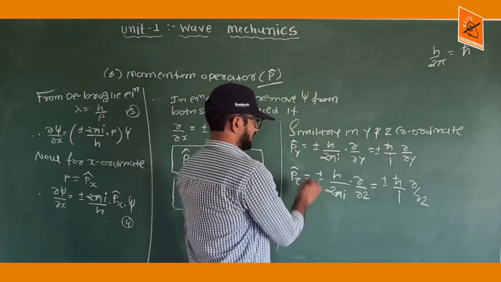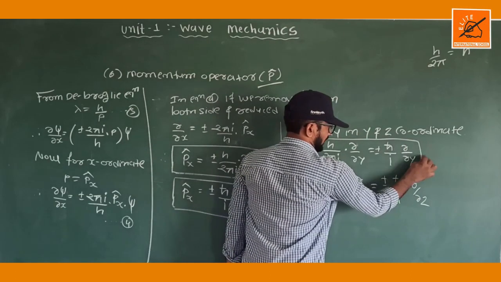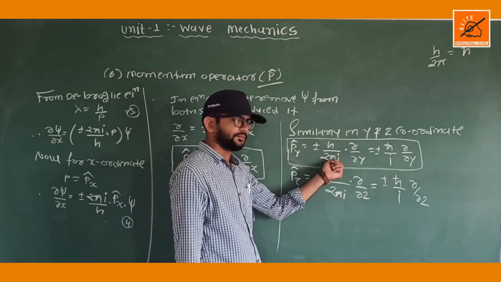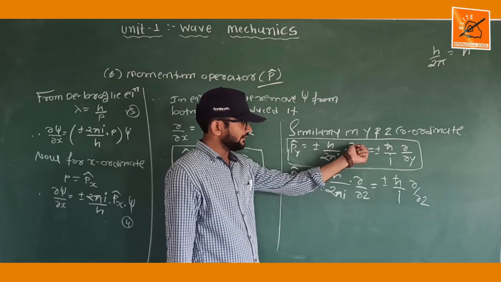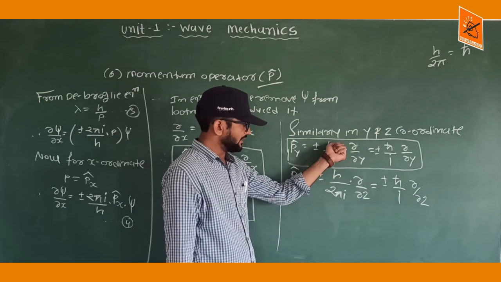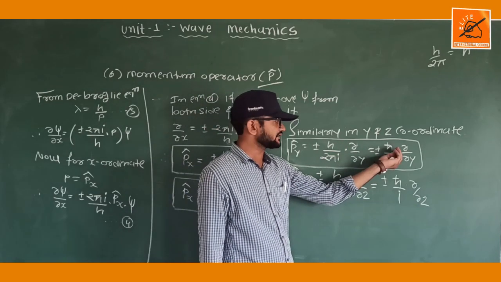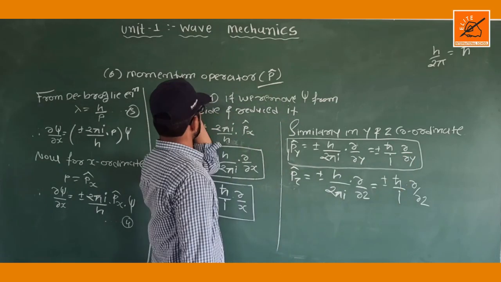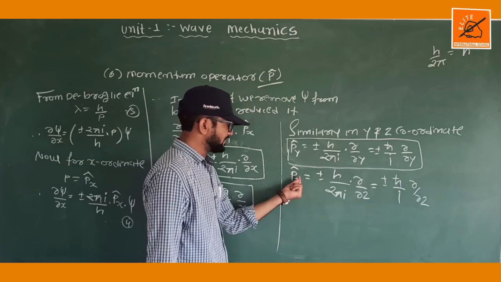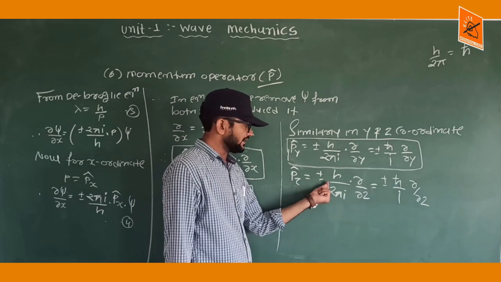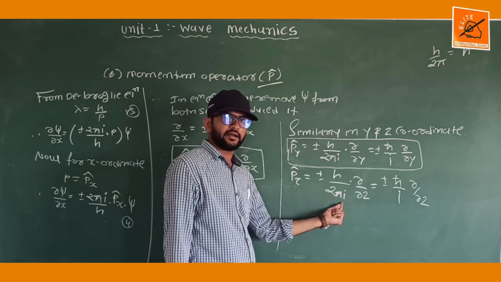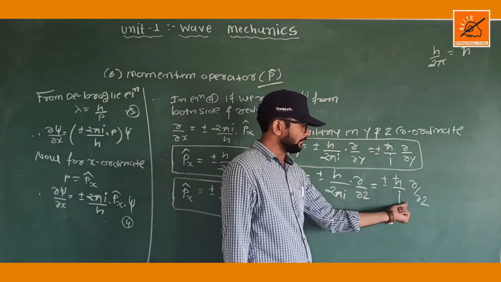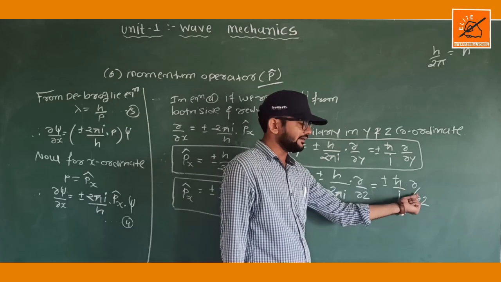So the momentum operator along the y direction, py cap, is equal to plus or minus h upon 2 pi i into d by dy. Here h upon 2 pi is also called h cut, so h cut upon i into d by dy. And the momentum operator along the z direction, pz cap, is equal to plus or minus h upon 2 pi i into d by dz, which is plus or minus h cut upon i into d by dz.